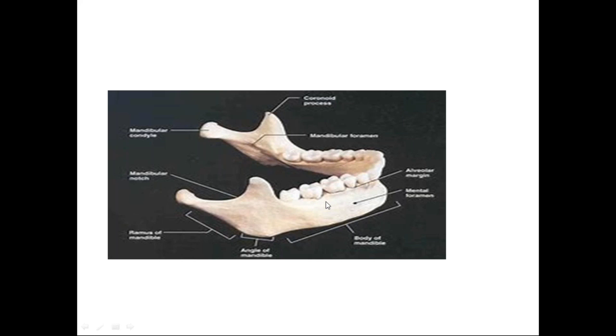The upper border bears the sockets for the teeth, and the lower border forms the base of the mandible. On the outer surface in the midline, it has the symphysis menti. Symphysis menti is a faint ridge where the right and left halves of the mandible unite.